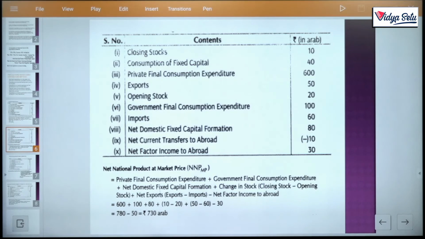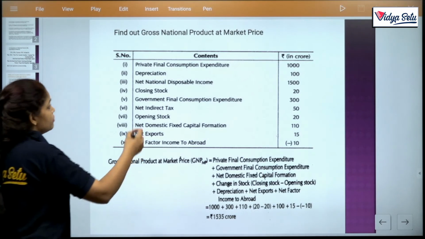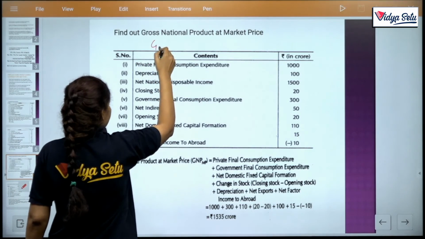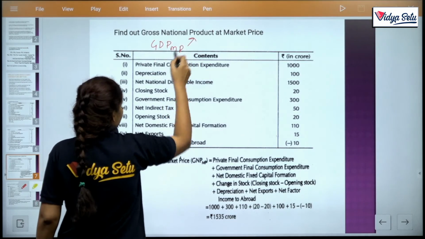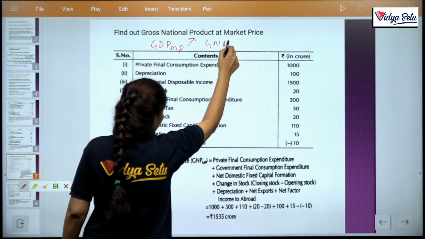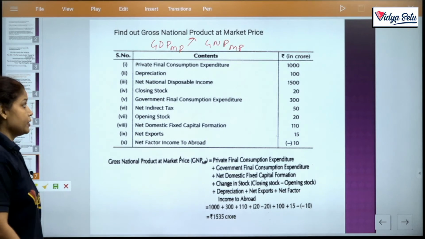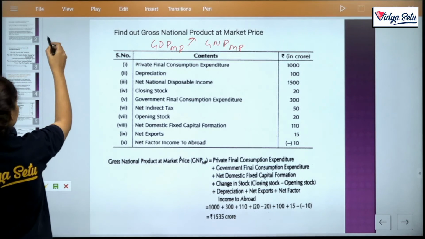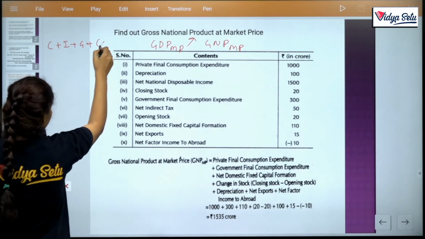Clear? 7:30 answer. The next question is to find out the GNP-MP. Very easy, because by the expenditure method we receive GDP-MP, and here the question is asked about GNP-MP. So we just give the adjustment of NFIA. Clear? So we start our question with C plus I plus G plus X minus M.